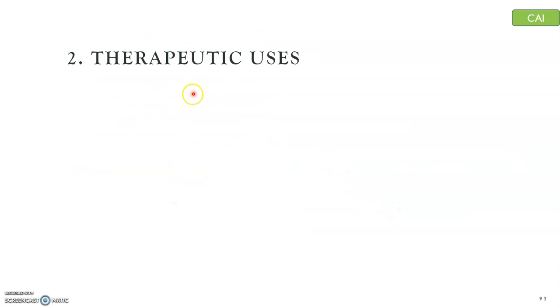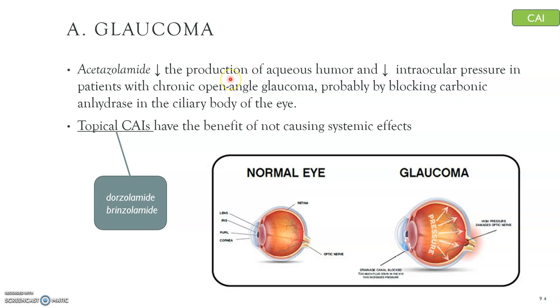What are the therapeutic uses? Since this is not so much about diuretic or renal related effects, we're just going to go through this very quickly. Number one is glaucoma, which is an increase in the intraocular pressure. For example, if there is a blocked canal, there is too much fluid, which increases the pressure and can damage the optic nerve, and damage to the optic nerve can cause blindness. Acetazolamide reduces the production of aqueous humor and reduces intraocular pressure in patients with chronic open-angle glaucoma. That's why we tend to give acetazolamide in these patients.